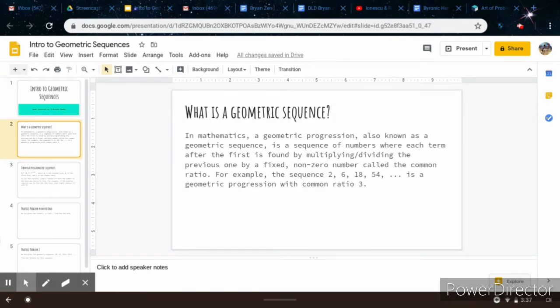So what is a geometric sequence? In math, a geometric sequence, or a geometric progression, is a sequence of numbers where each term after the first term is found by multiplying or dividing the previous term by a fixed, non-zero number called the common ratio. This common ratio can be either multiplying or dividing. It doesn't have to be 1, so just keep that in mind. An example of this, the sequence 2, 6, 18, 54, and so on, is a geometric progression with a ratio of 3.